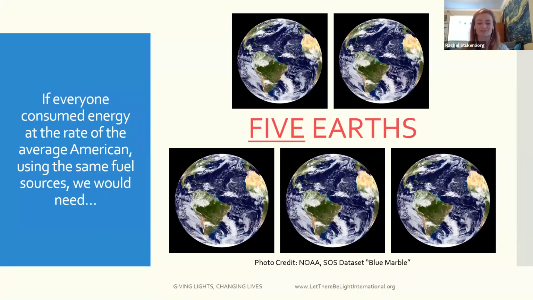And while the United States should not be used as the ideal model for energy consumption, the message here is clear, and that's that there are not enough fossil fuels on Earth to meet the energy needs of everyone. So to completely eliminate energy poverty, sustainable technologies are necessary.